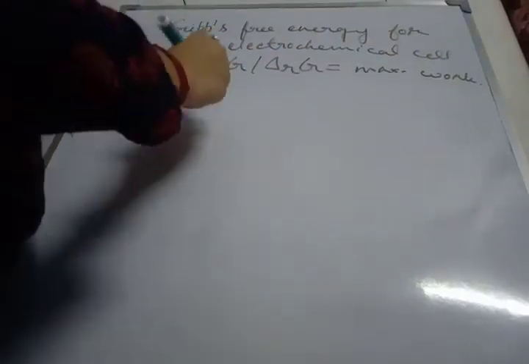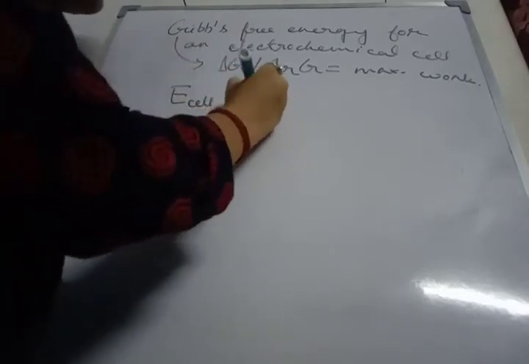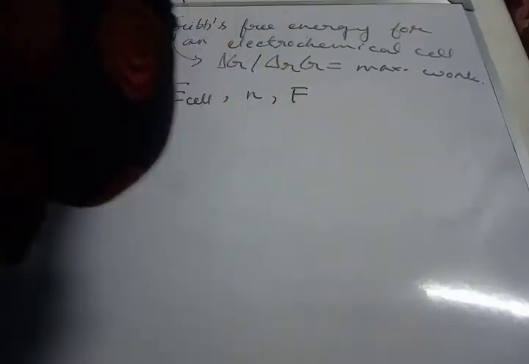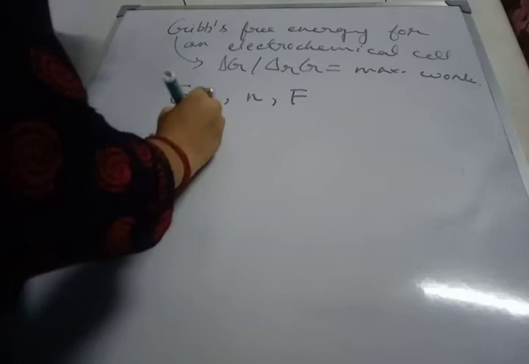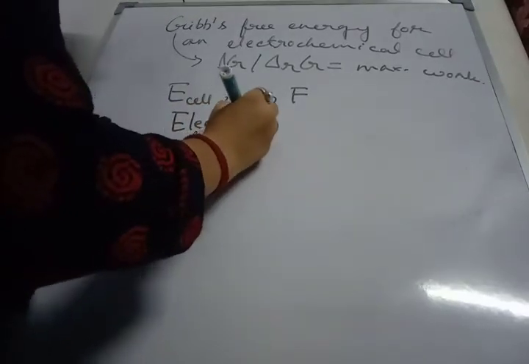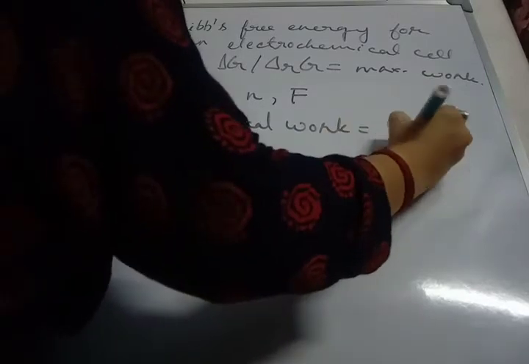Right? So, in an electrochemical cell, if I consider that E cell is my potential difference between the electrodes, n is the number of moles of electrons involved, and F is the Faraday constant, then the electrical energy generated, or the electrical work obtained, will be equal to nF E cell.